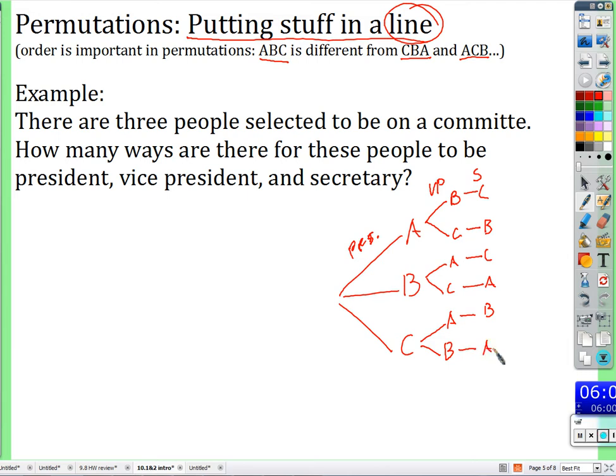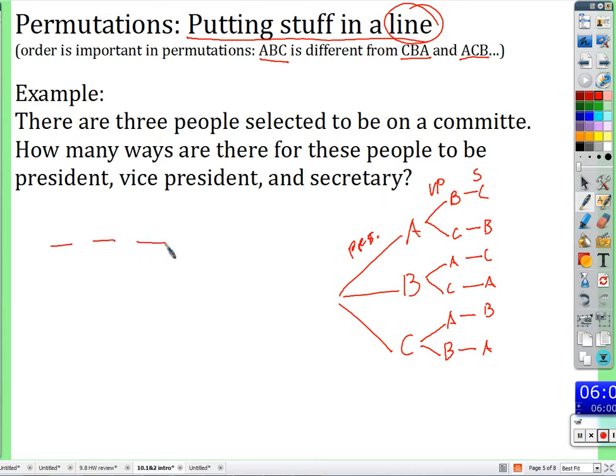So there are three possibilities for president, just like there were six possibilities for rolling a die. And then after that, there would be just two, because now we've used one. So there's only two after that. And then after that, there's only one.